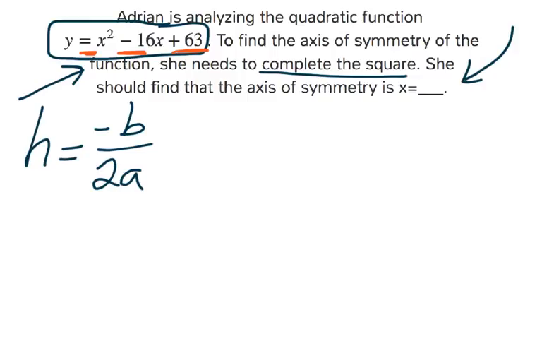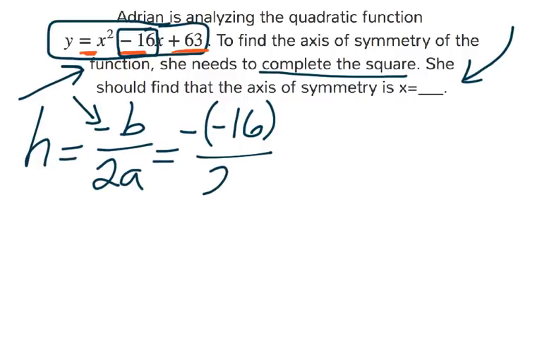So let's just go ahead and plug into this formula, and we can find our answer here. So negative b, well, the b is negative 16, it looks like, in front of that x. So I'm going to put negative. You do have to keep the negative here as well. It's not just negative 16, because the negative is outside of the b, and the b is this whole thing, negative 16. So it's negative negative 16 divided by 2 times a.